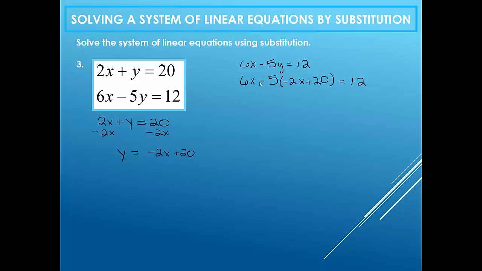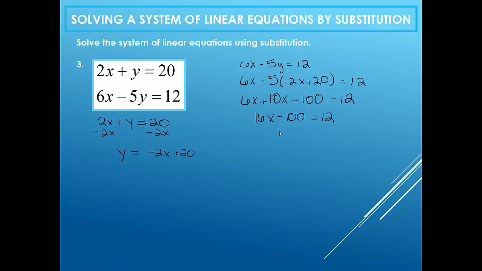I'm going to use the distributive property for this negative 5, so I have 6x, and then this negative 5 times negative 2x would be plus 10x, and then I have this minus 5 times 20, which would be negative 100 or minus 100, and that would be equal to 12. I can combine my 6x and my 10x, and 6x plus 10x is 16x. Then I have minus 100 equals 12.